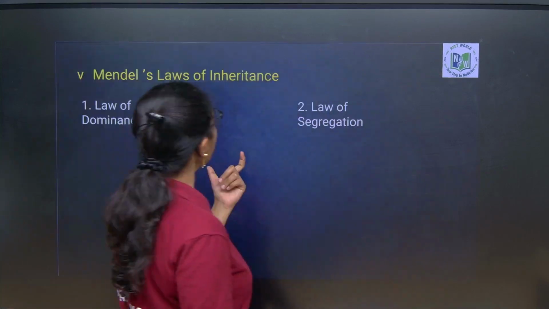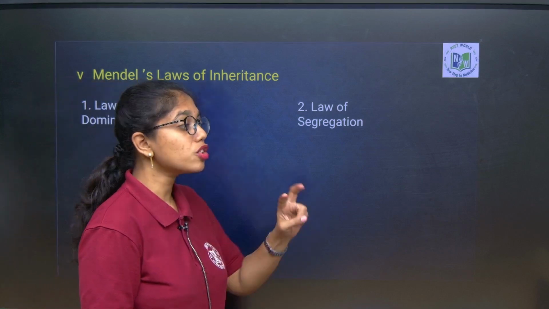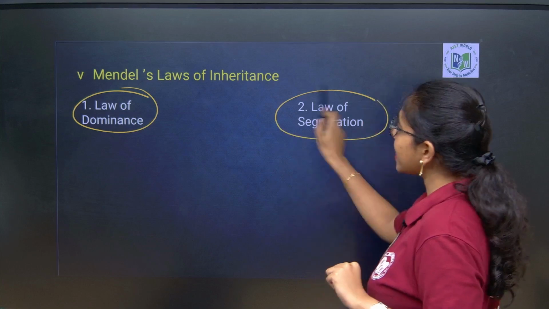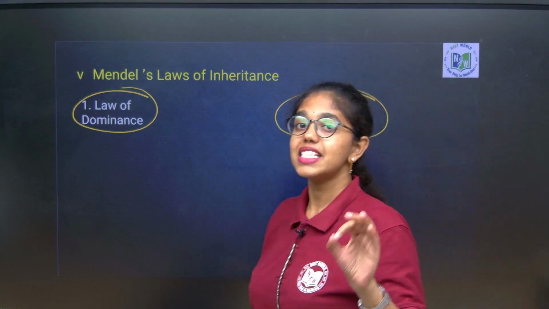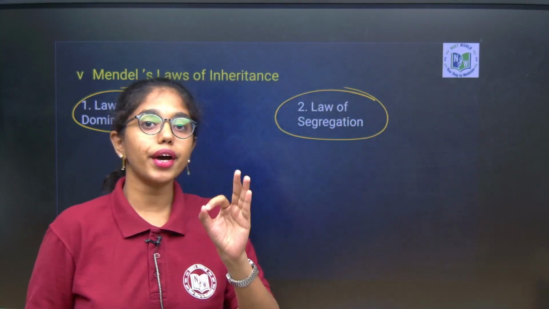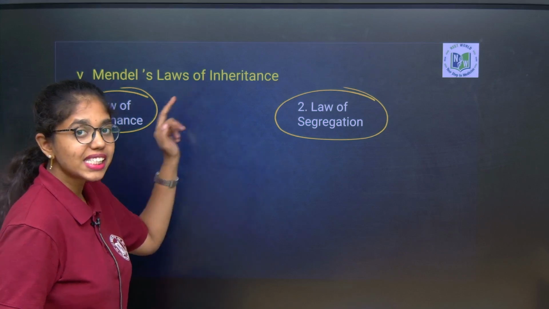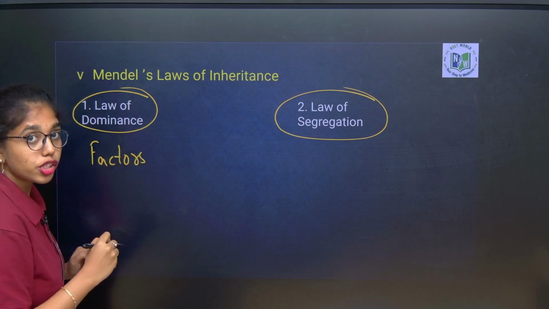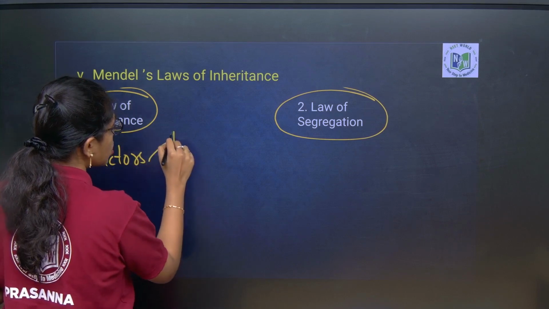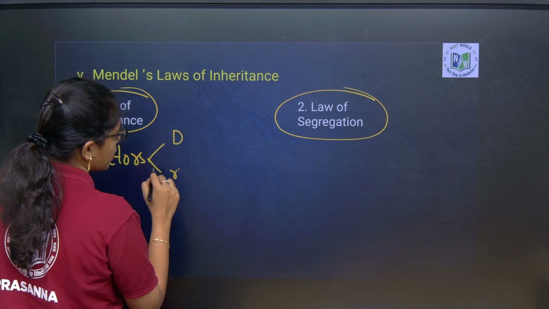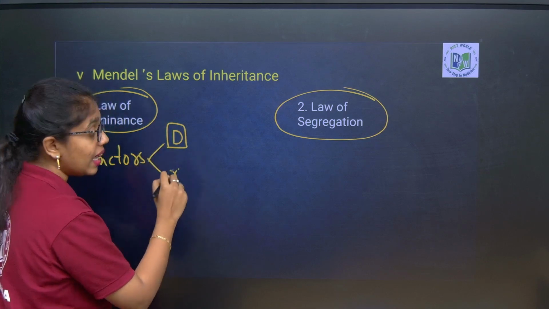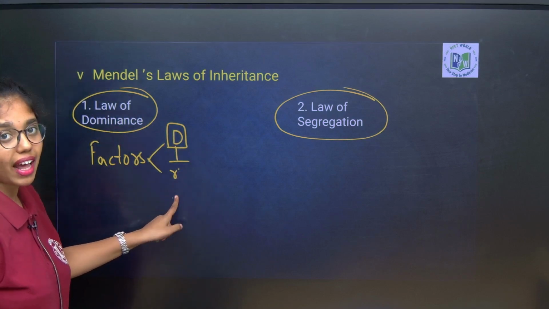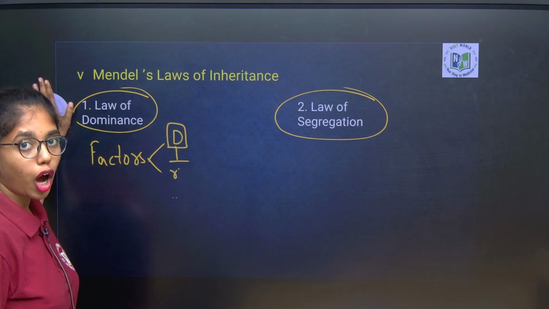Now, from the monohybrid cross, Mendel has given us two laws. What are they? Law of dominance and law of segregation. Law of dominance says that factors occur in pairs. Mendel called genes factors. So he says that factors occur in pairs wherein one is dominant and the other is recessive. The dominant allele expresses and suppresses the effect of the recessive allele, is what is said in the law of dominance.